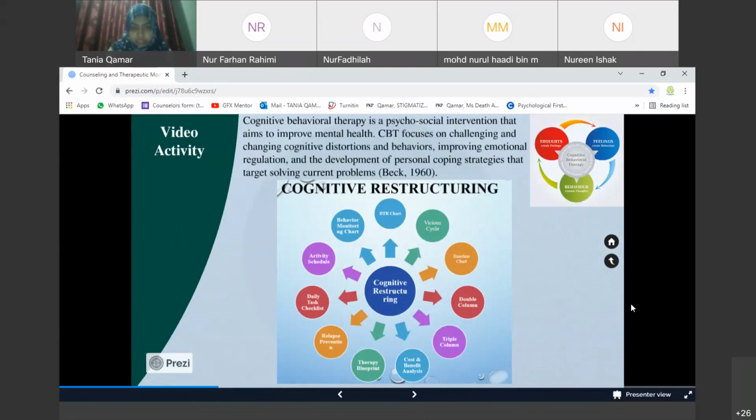So here is, what is CBT? Cognitive behavior therapy is a psychosocial intervention that aims to improve mental health. CBT focuses on challenging and changing cognitive distortions and behaviors, improving emotional regulation, and the development of personal coping strategies that target solving current problems. Okay. I want to share a video with all of you, and then I will share all these strategies of CBT with you.